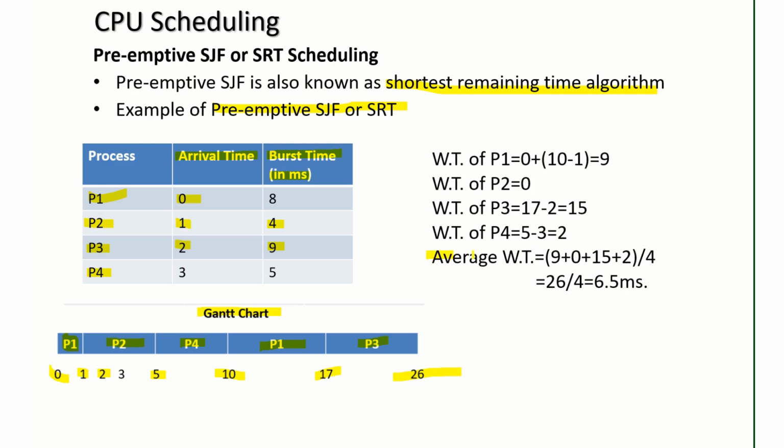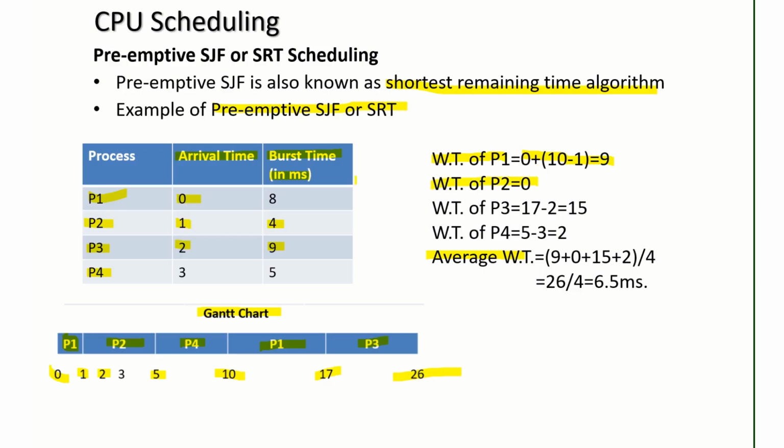Now we have to calculate the average waiting time. To calculate the average waiting time, we should know the waiting time for each process P1, P2, P3, P4. So waiting time of P1 is how much? P1 arrived at time t equal to 0. But at time t equal to 1, P2 arrived and P1 has to wait. P1 has to wait till what? Time t equal to 10. So 0 plus 10 minus 1 equal to 9 milliseconds is the waiting time for P1.